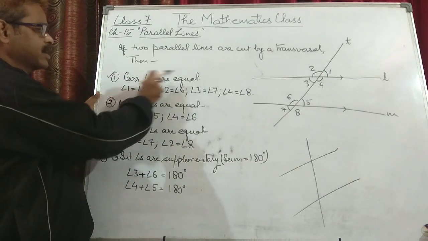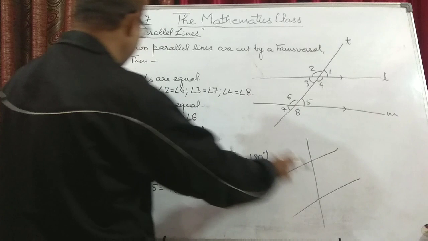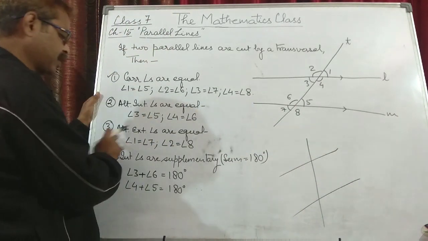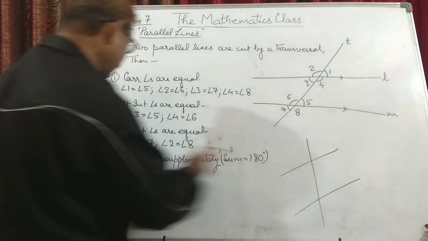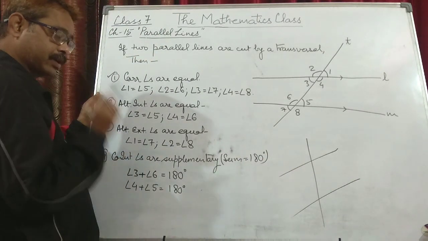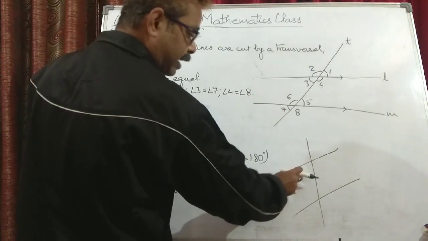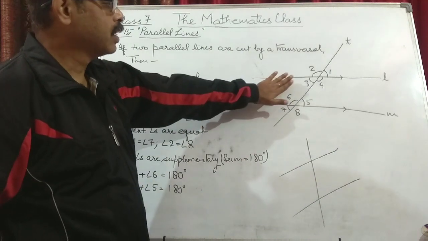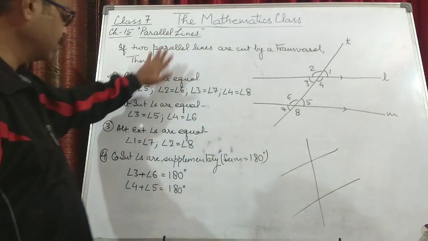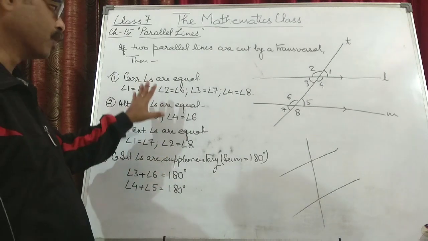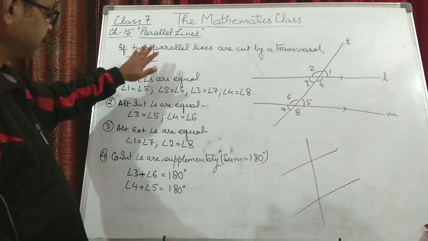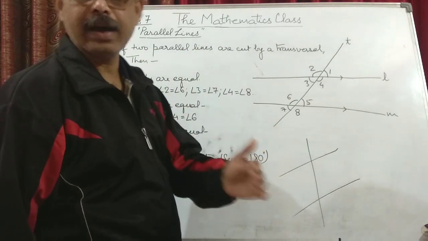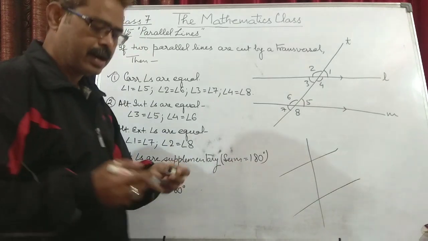If corresponding angles are equal, then the lines given are parallel. Or if alternate interior angles are equal, then the lines are parallel. If alternate exterior angles are equal, then the lines are parallel. Or if the sum of co-interior angles is 180, then again the lines are parallel. Means vice versa. If the lines are parallel, all these four conditions will be true, or its opposite: if any one condition is true, then the lines given are parallel. This is known as the converse.